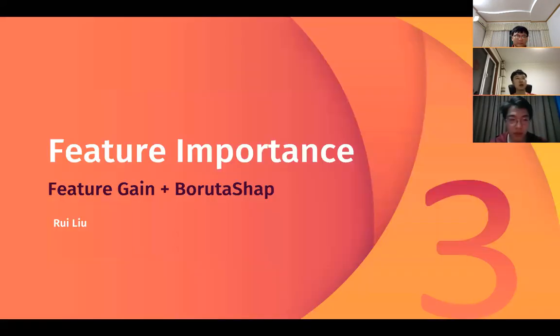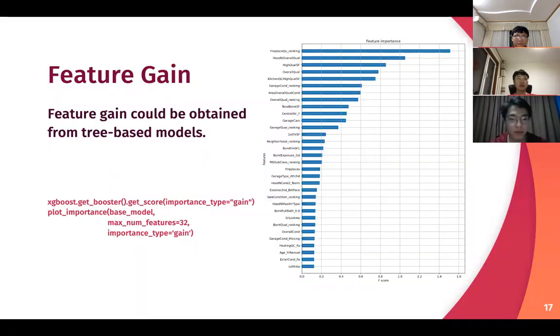In this part, I will briefly introduce two methods we use to calculate the feature importance. First one is feature gain. This is a common method mainly used for tree-based models to search for the best segmentation. Here, we use the built-in method to get the importance score and plot the feature importance for each feature.